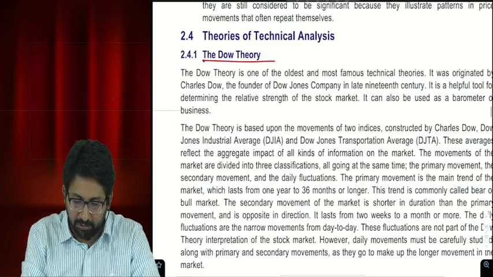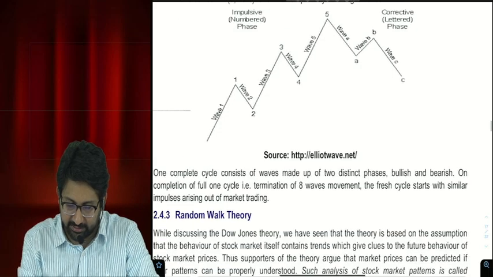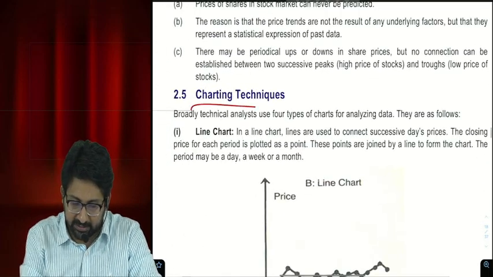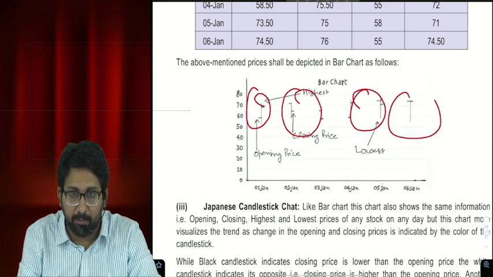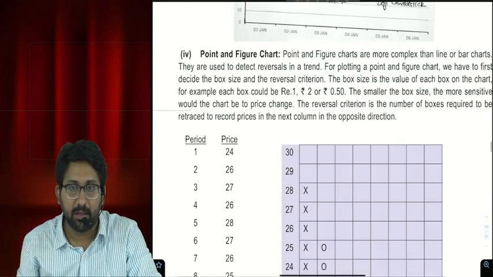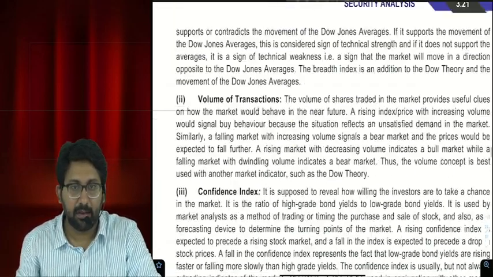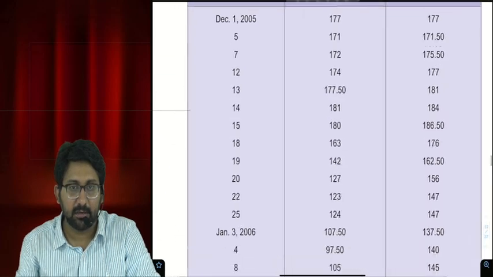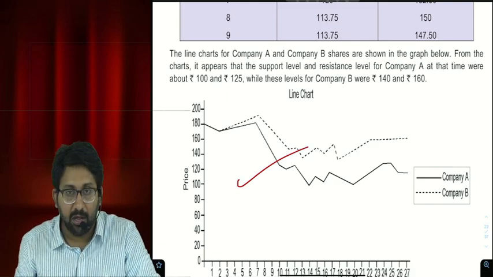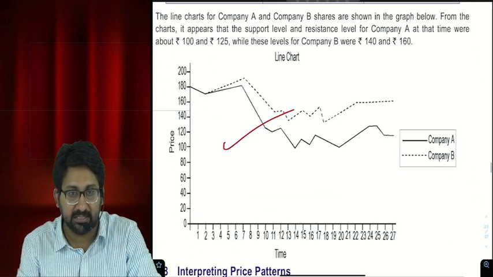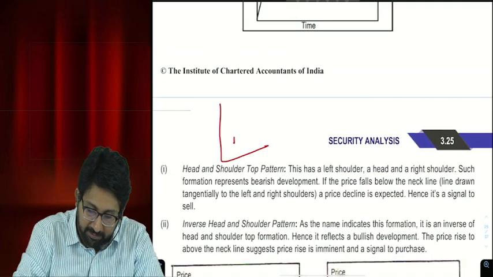Dow Jones theory, charting analysis, charting techniques, understanding how the closing prices and opening candlesticks will be understood. Candlesticks, market indicators, efficient market hypothesis. Taking this information, how to draw a chart, how the companies will analyze the stock prices, all these things. Price patterns.